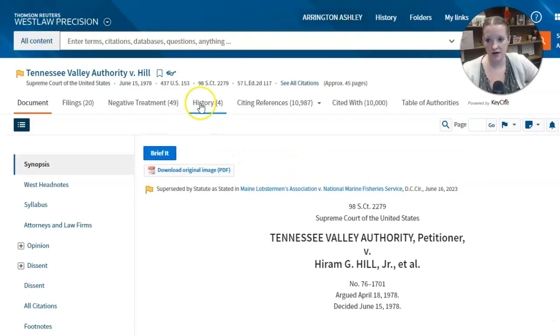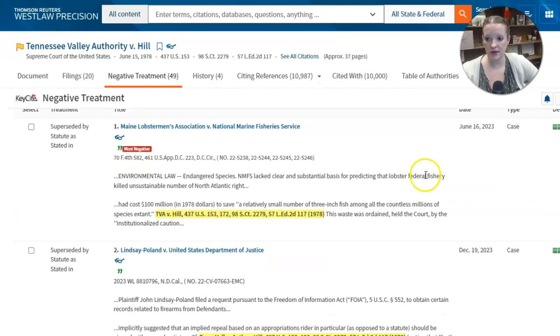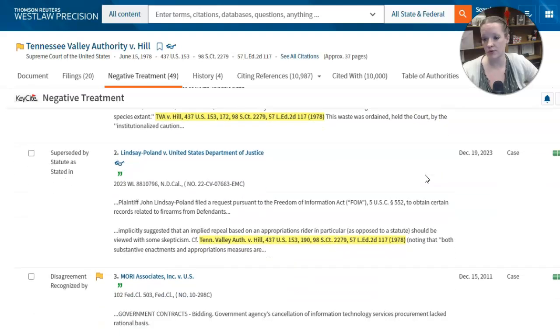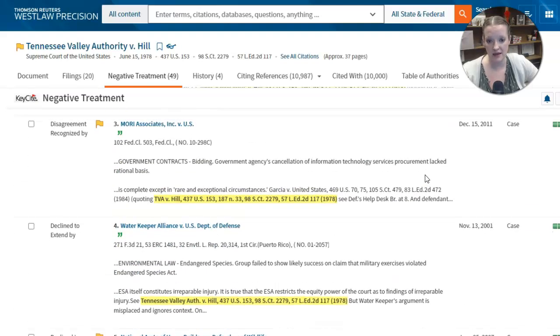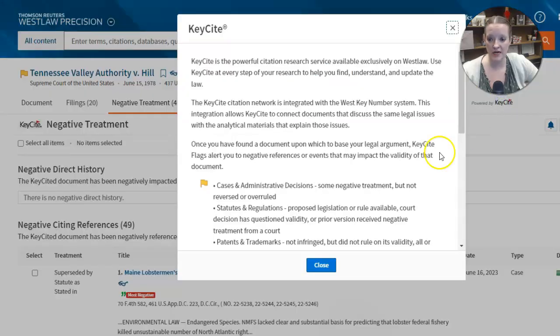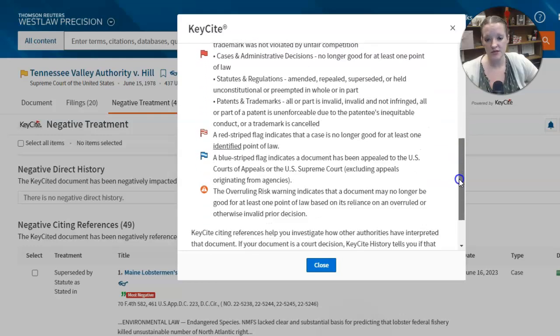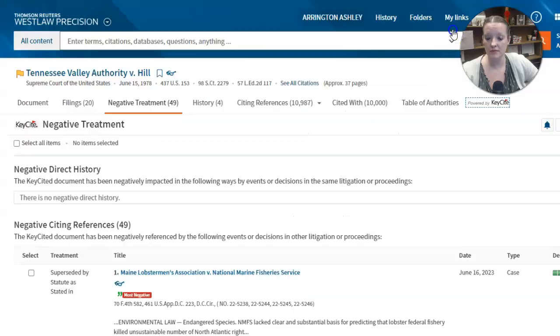We talked about our history tab and our negative treatment tab. Again, if we click on our negative treatment tab, this is what will be referred to as the KeyCite report. If we want to find the meanings of those flags, again, top right corner here, powered by KeyCite, and then we can see the meanings of these respective flags so that you can start to develop an understanding of what those mean when you initially look at a case, right?